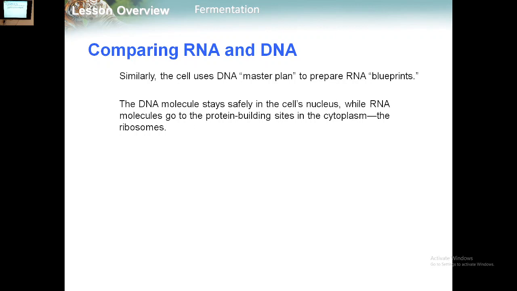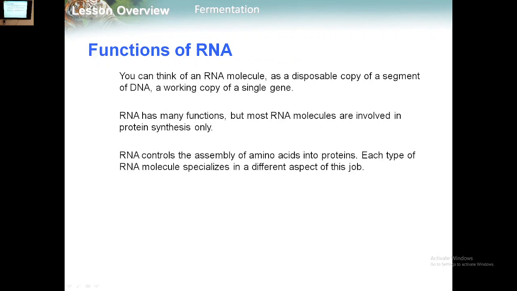The DNA molecule stays safely in the cell's nucleus, while RNA molecules go to the protein building sites in the cytoplasm, which is the ribosome. So the DNA will stay safe in the nucleus, while the RNA will go to the cytoplasm and to the ribosome to build the protein. You can think of RNA molecule as a disposable copy of a segment of DNA. So once we use this RNA to build the protein, then we will dispose the RNA copy.